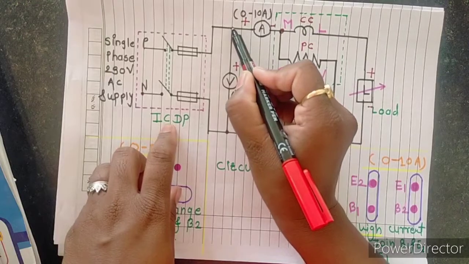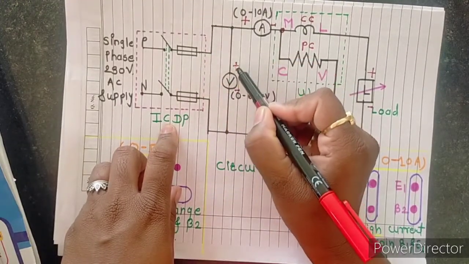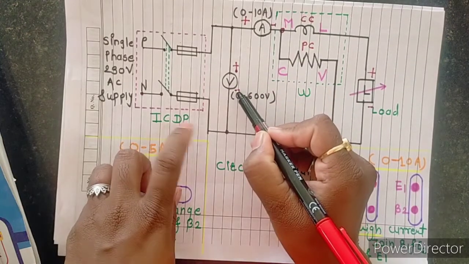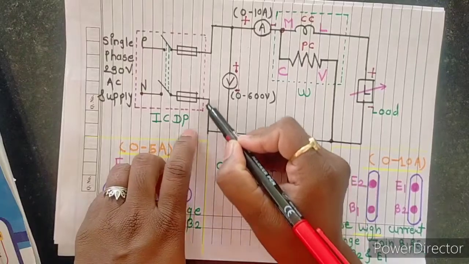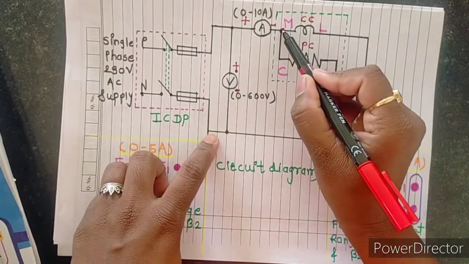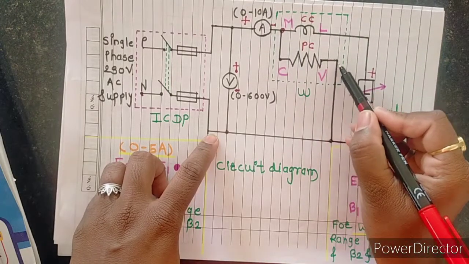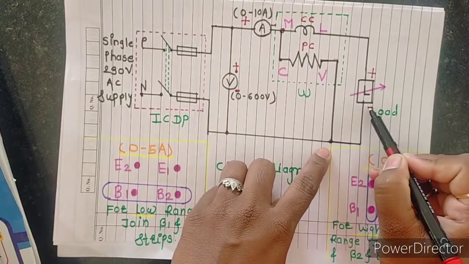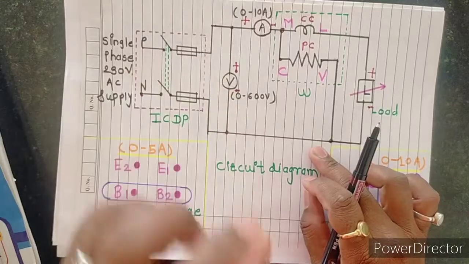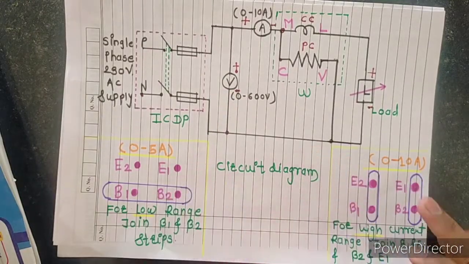Next, again from this P point, that is the positive terminal, we connect the voltmeter's positive terminal. Next, the voltmeter negative terminal will be connected to the neutral point. Next, the M and C terminals are again short circuited. This V terminal will connect to the negative of the load. So these are the basic connections, or the circuit diagram, for the practical.